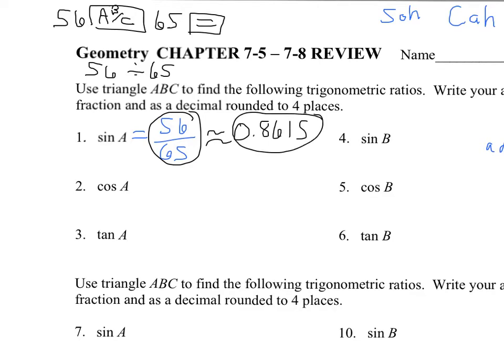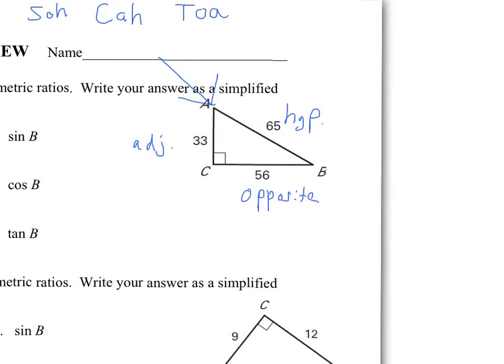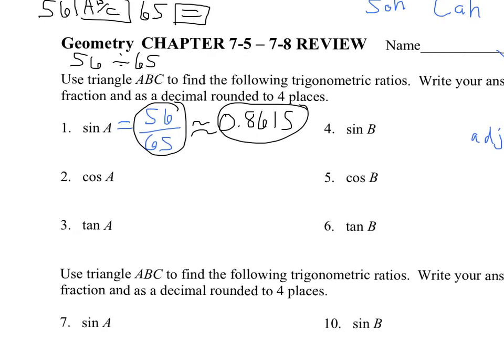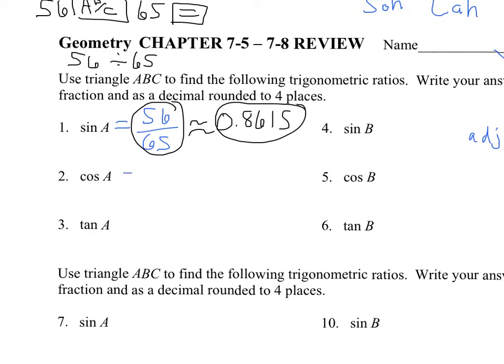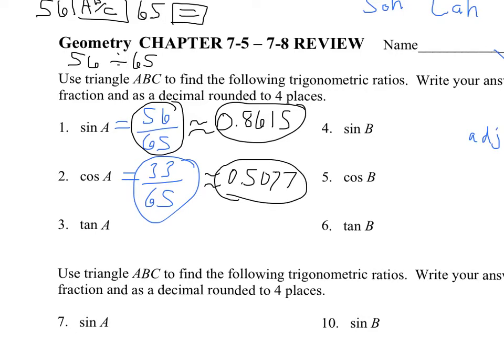Okay, let's go to cosine of A. So cosine is adjacent over hypotenuse. So from A's point of view, that's 33 over 65. And you try to reduce 33 over 65, but it actually doesn't reduce. So you just type that in, 33 divided by 65. If we round that, we should get 0.507. And then the last digit would round up to a 7, so 0.5077.